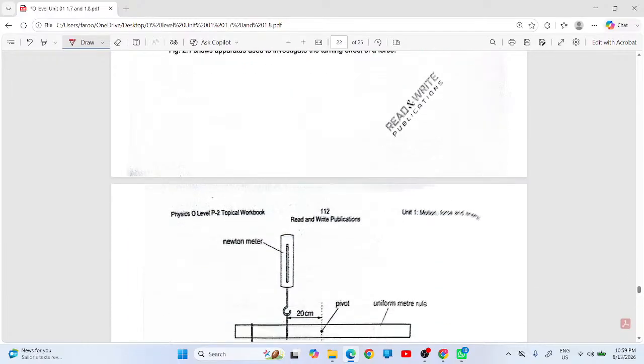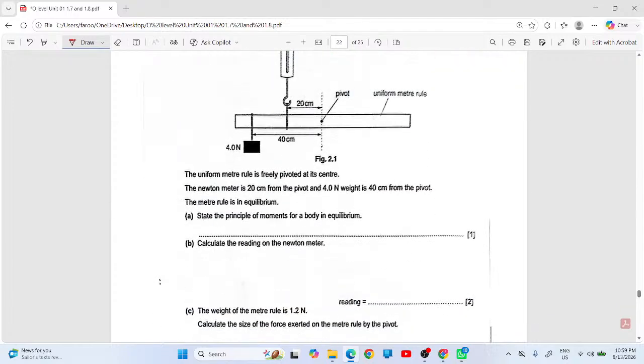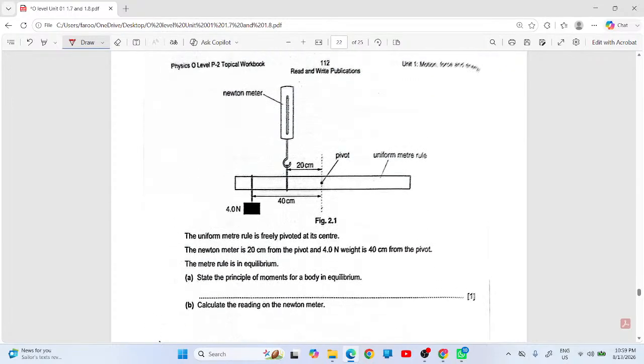Next is 21. Figure 2.1 shows apparatus for the turning force test. The uniform meter rule is freely pivoted at its centre. A Newton meter is attached at a distance in centimeters from the pivot, and a 4 Newton weight is 40 centimeter from the pivot. The meter rule is in equilibrium.